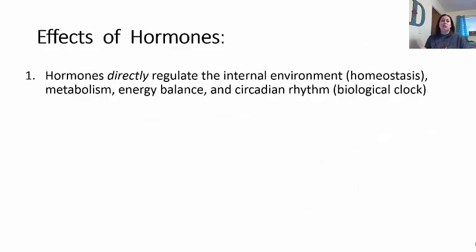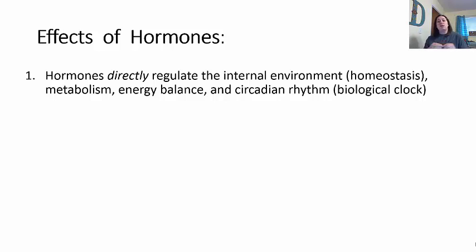Now, what do hormones do? Hormones do a lot of different things for us. So hormones will directly regulate your internal environment. So they're going to directly affect your homeostasis to make sure that certain things stay within a certain range. They are going to affect your metabolism, whether they slow it down or speed it up, which we'll see a little bit later. Your energy balance, okay, where you have energy during certain times of the day versus when you get tired, that sort of thing. And also what we call your circadian rhythms. That's your biological clock.